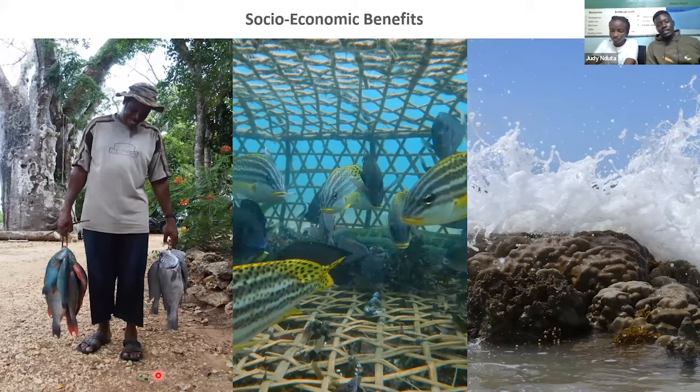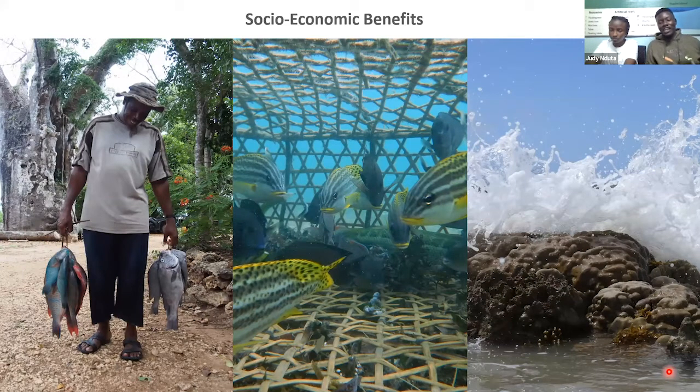We have on the picture here, I think it's self-explanatory, a fisherman coming from the sea with a healthy catch. The picture in the middle, I find pretty cool. It's a picture of the inside of a basket trap, which is a common, traditional trap that's used by fishermen in the area.